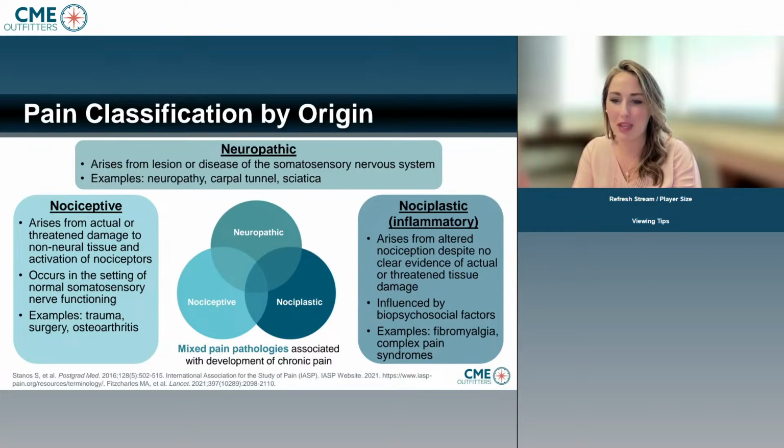And then nociplastic or inflammatory pain. This is from altered nociception despite no clear evidence of actual or threatened tissue damage. And this is influenced by biopsychosocial factors. I wish I could see everyone and say, how many of you have a really hard time with this pain? This is our fibromyalgia. This is our CRPS. We can't see that there was an injury that causes the symptoms we're seeing in our clinics. And it's really important that we are prescribing and treating the origin of pain for the right thing.